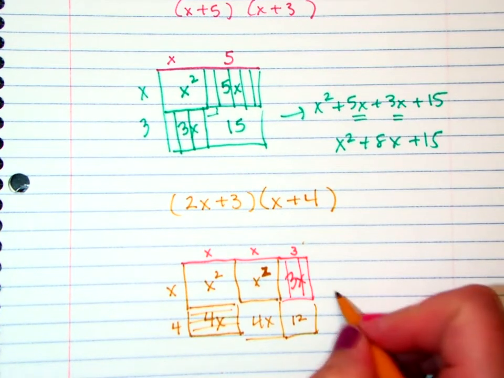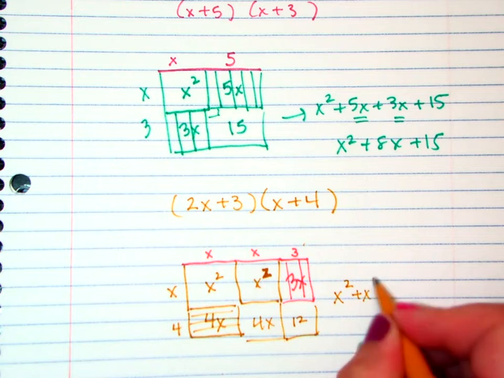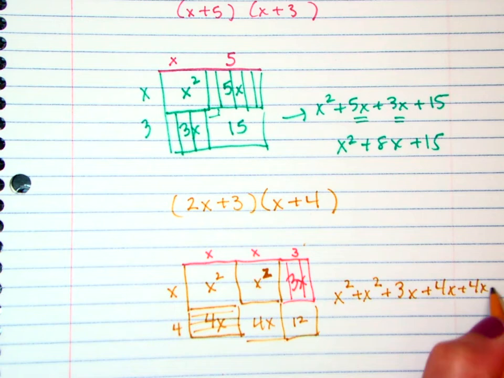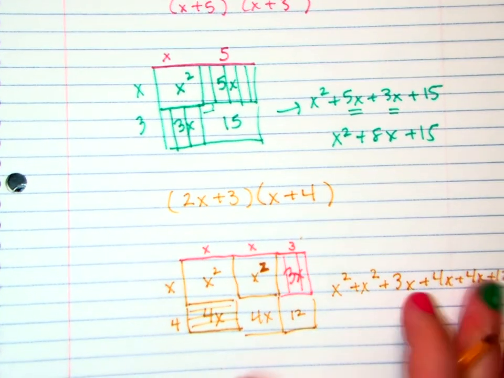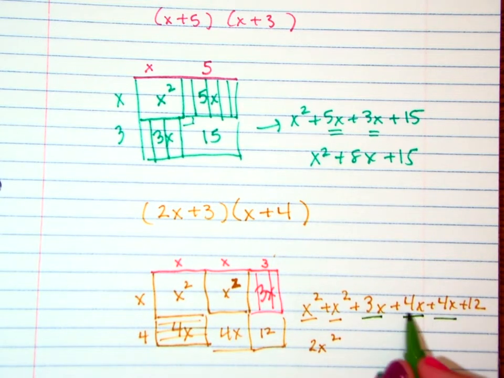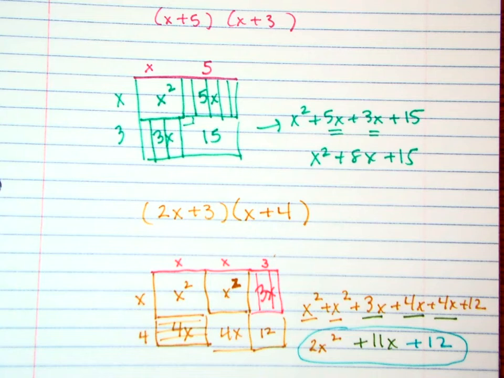So in the end, if I add them all up, I have x squared plus another x squared plus 3x plus 4x plus 4x and then plus 12. When I add that up, I have, in this case, 2x squared. And then if I add up the 3x, the 4x, and the 4x, that's 8x, 11x. And then the last term is that plus 12 at the end. So that would be the final answer when I multiply those two things out.